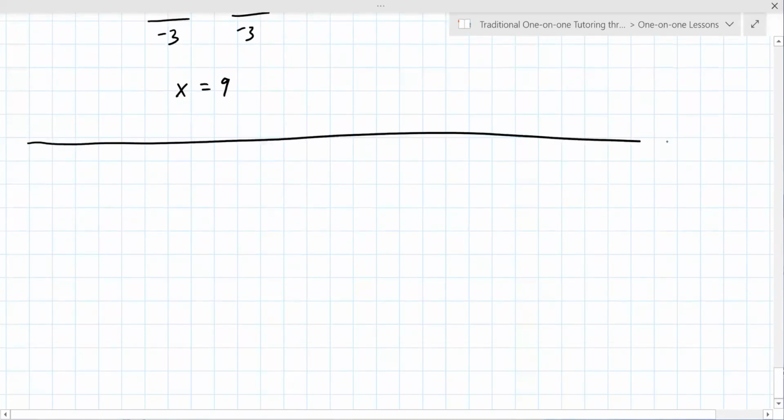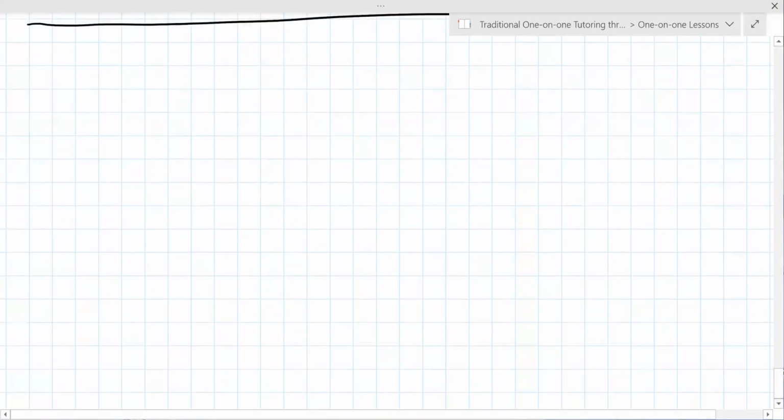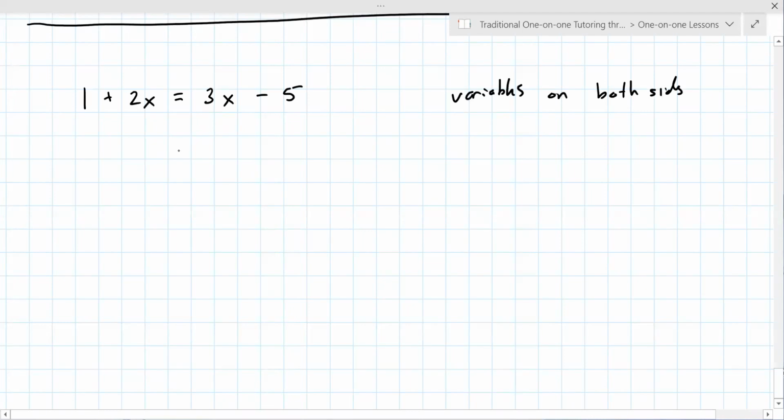Okay, now let's go back to looking at some problems where you've got the variables on both sides and numbers on both sides. So let's say it's 1 plus 2x equals 3x minus 5. Do you see how there are variables on both sides of the equation? Okay. So we want to deal with that, and we do that by moving it left. So you're going to subtract 3x from both sides of the equation.